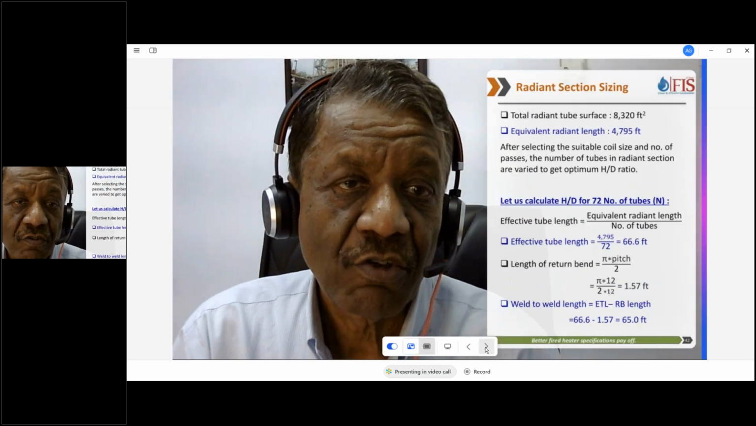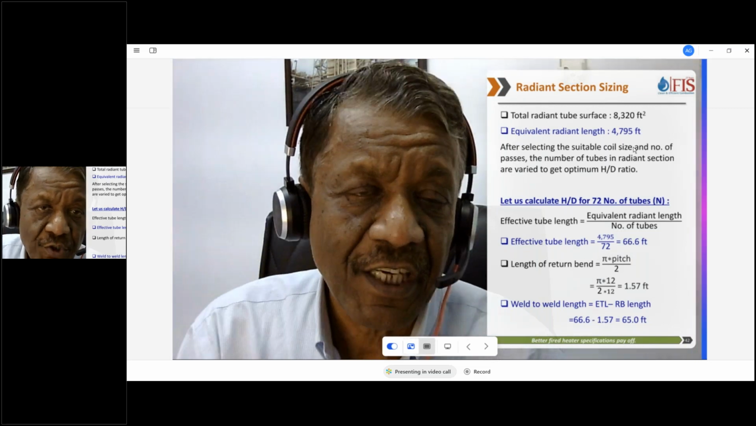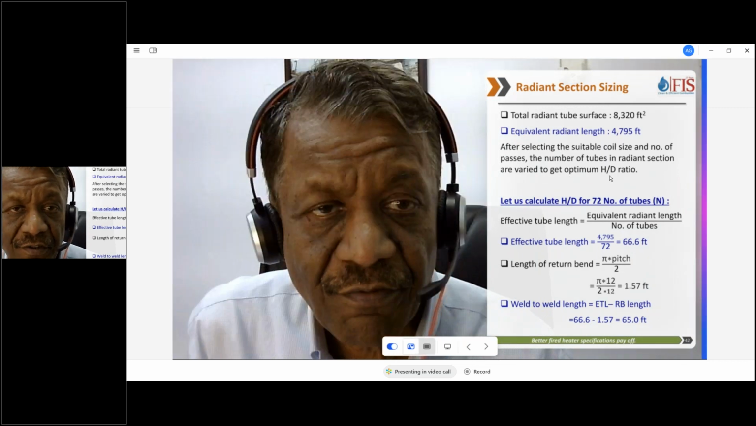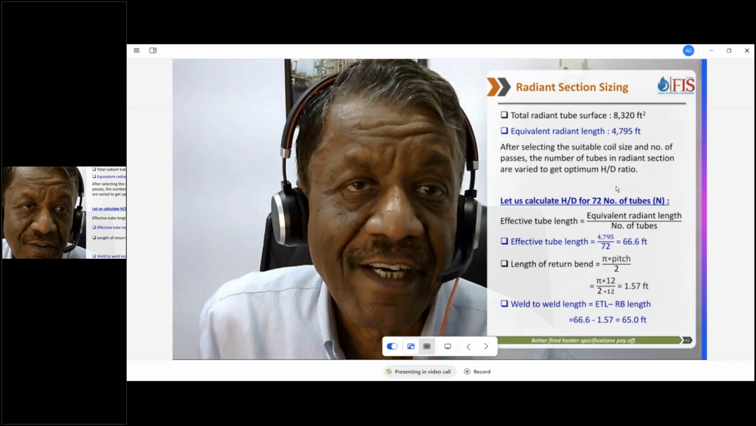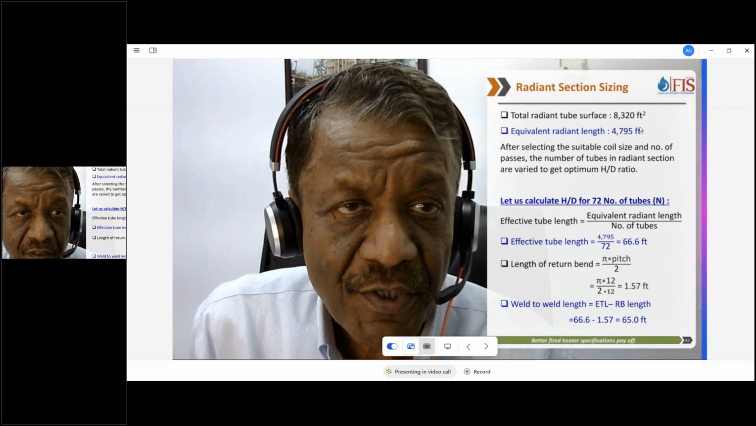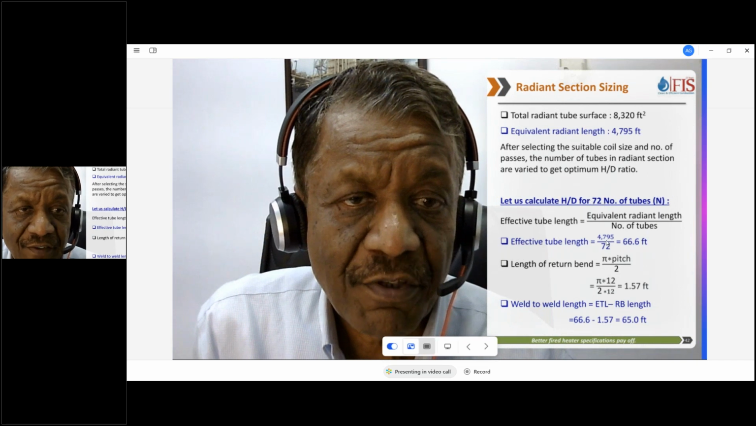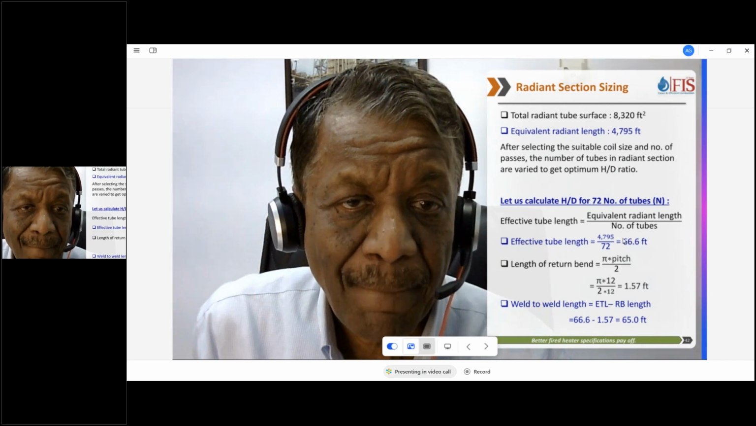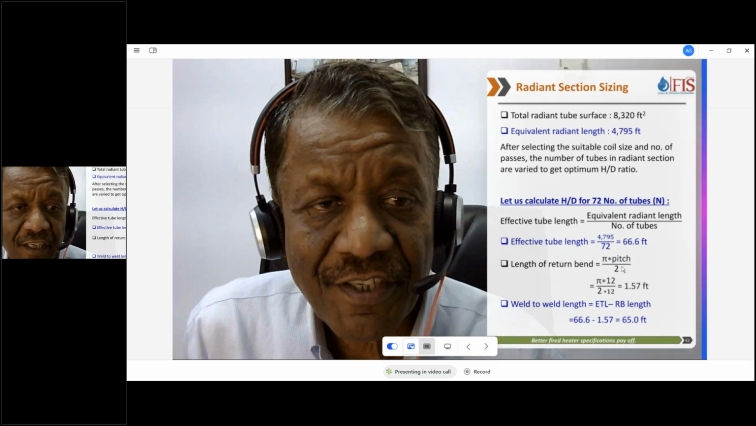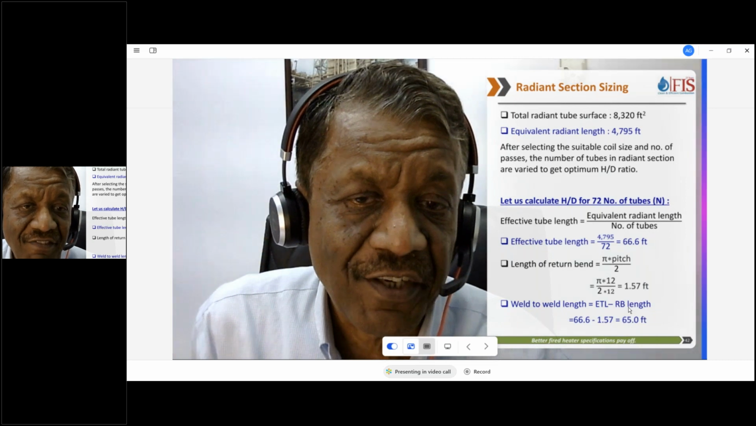So we selected the B design, but here what they are trying to show you is the process for sizing the radiant box. Once we know how much tube length we have to provide and the number of tubes, we get the effective tube length. Then we do a minor adjustment of the return bend and we get the straight length. The straight length is about 65 feet.